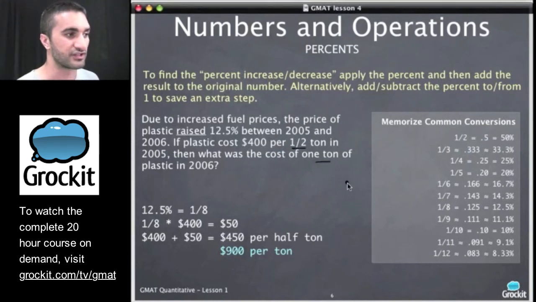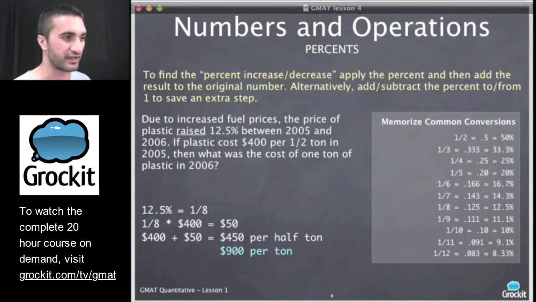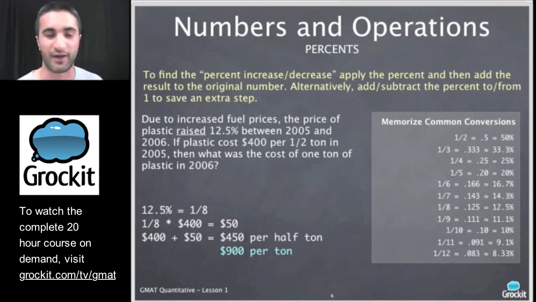So just pay attention that we're keeping the same values here and the same, what's the word I'm looking for? I'm blanking on the word. So we went from $450 per half ton to $900 per ton. This is a question that we made up, so there's not really any answer choices. We just found the value.